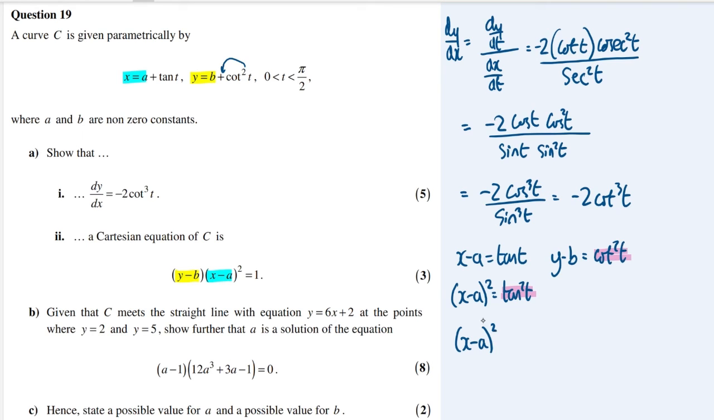minus a squared is equal to the reciprocal of y minus b, because tan squared and cot squared are reciprocals of one another, so therefore x minus a squared and y minus b must be reciprocals of one another. And then we can finish off by multiplying through by that denominator, and we get as required.